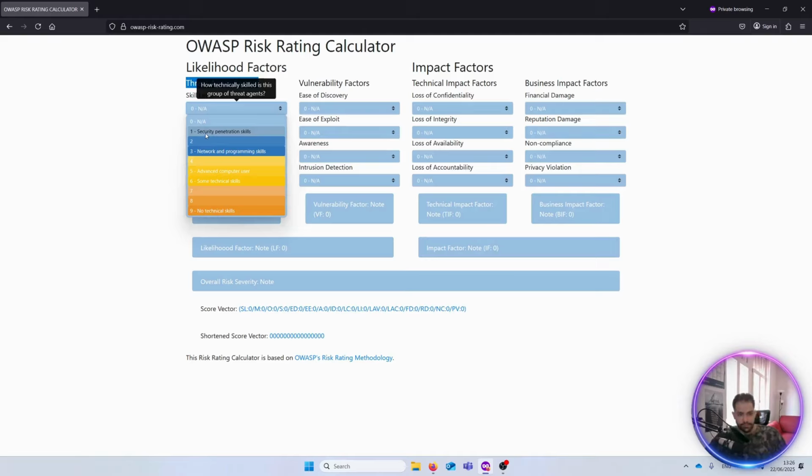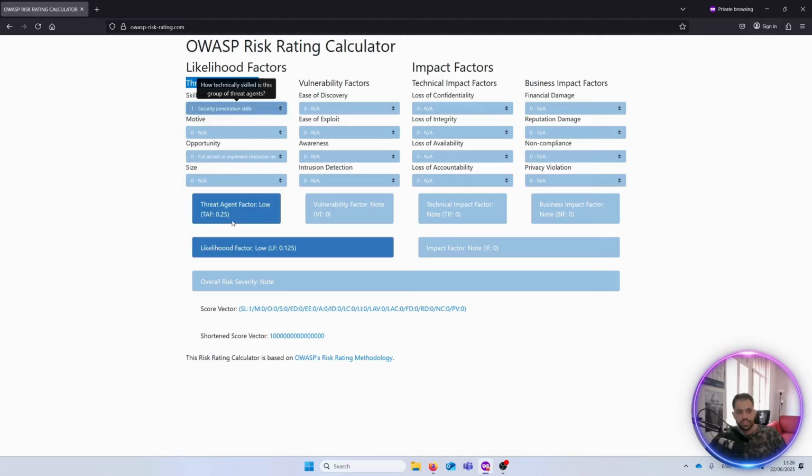So let's see, if we select security penetration test, you can see 0, 1 to 5. And now if we select no technical skill, it will be 1, 1 to 5. So it's really a greater risk compared to security penetration skill. If this attack doesn't need any technical skill, which is really high risk, it means everybody can do that.